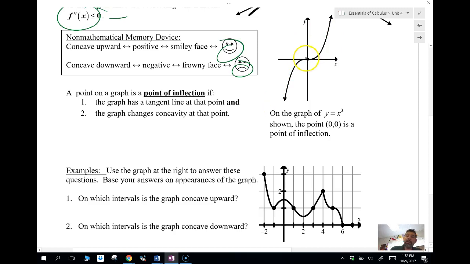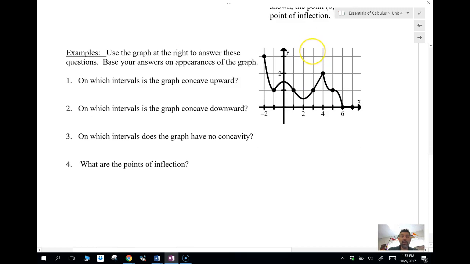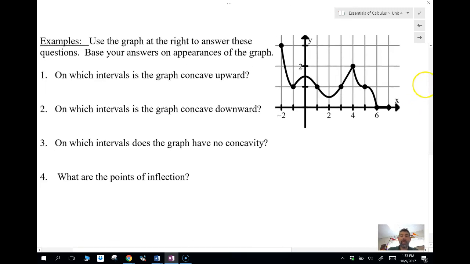So a point on a graph where it changes concavity from concave down to concave up, or concave up to concave down, that's called a point of inflection, or an inflection point. At an inflection point, the graph has a tangent line, so that's important. It means that it's differentiable there, and the graph changes concavity. So this right here would be an inflection point because it goes down and then up. Let's take a look at some examples, graphically speaking.